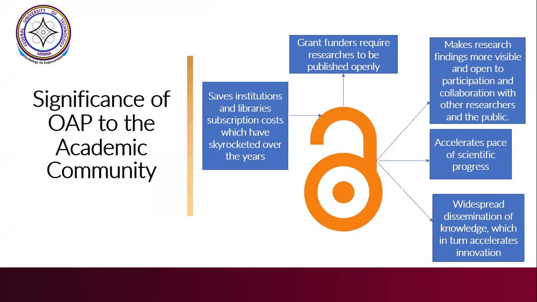Now, let's look at the significance of open access publishing to the academic community. Why is open access publishing important for us as academicians, as researchers, and not just the academic community, to be fair, but also to the public? One, it saves institutions and libraries subscription costs, which have skyrocketed over the years.